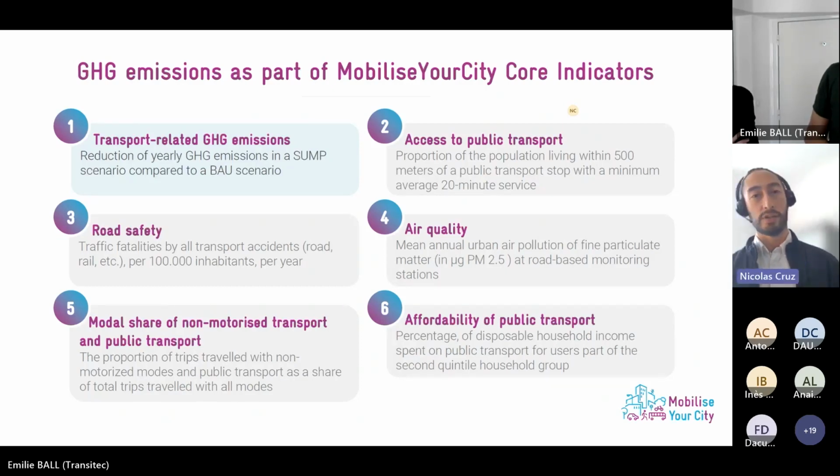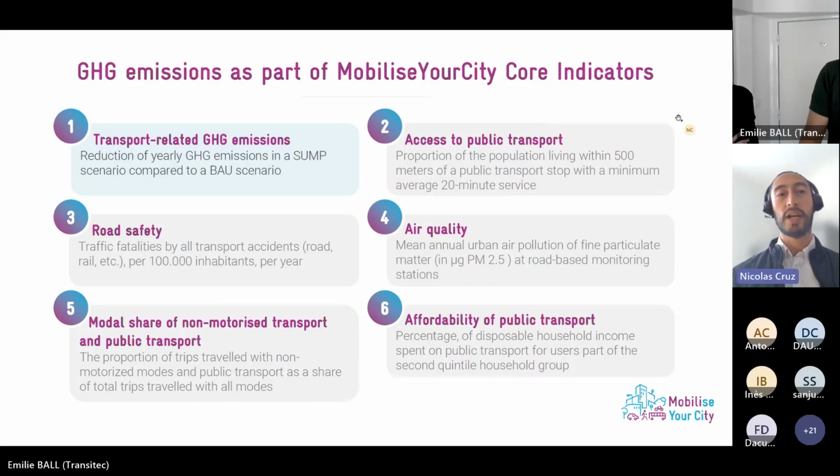But not only that, also to improve access to public transport, reduce traffic fatalities, so related to road safety, to improve air quality, considering that vehicles have a huge impact on local pollutants. And then also, of course, increase the modal share of non-motorized transport and public transport, and enhance the affordability of public transport. So just to mention that greenhouse gas emissions is only one of the indicators that we use to check the progress on urban mobility and sustainable urban mobility.